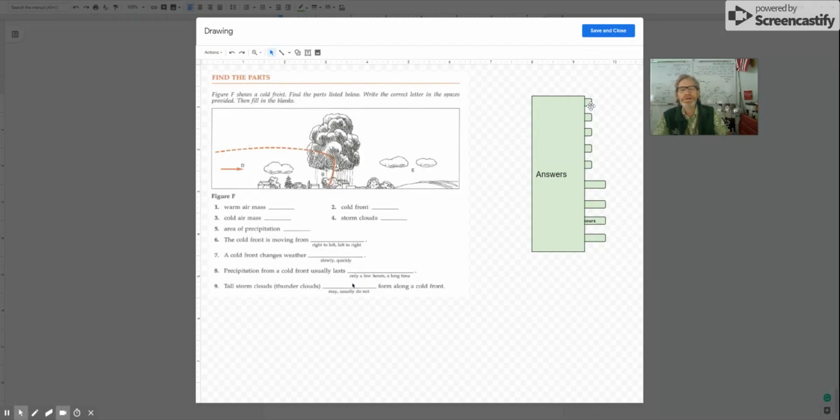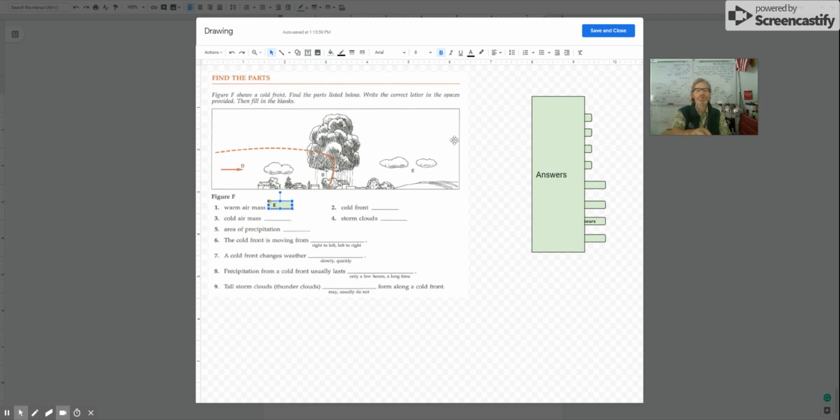So the warm air mass in this case is going to be E, over on this side. The cold air mass is the one that's moving into it. Again, notice the arrow, so that's the cold air mass. Did I hide it wrong? Yep, D. And then the cold front, that edge, is A. The storm clouds, obviously, are these big things.